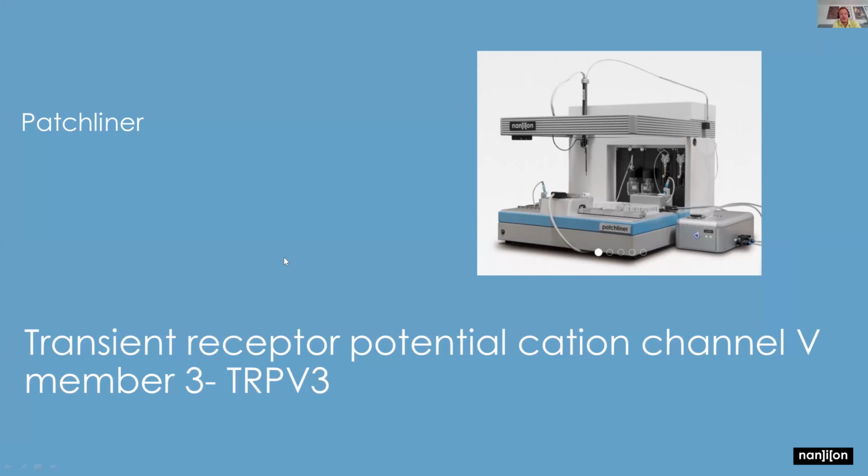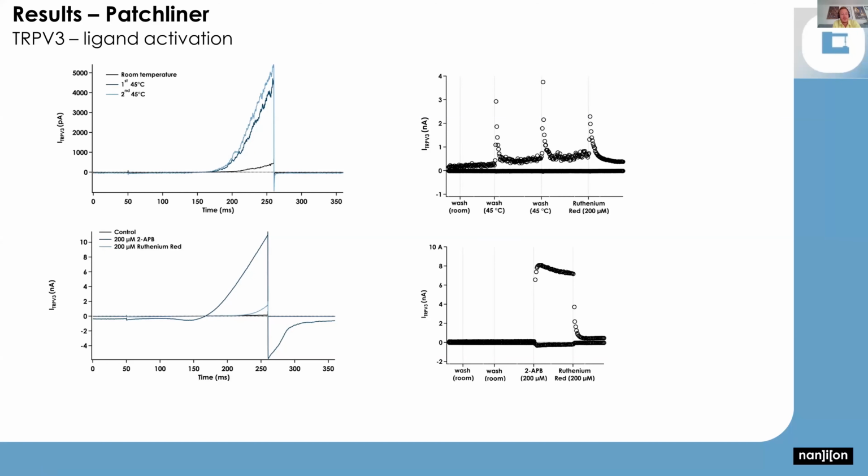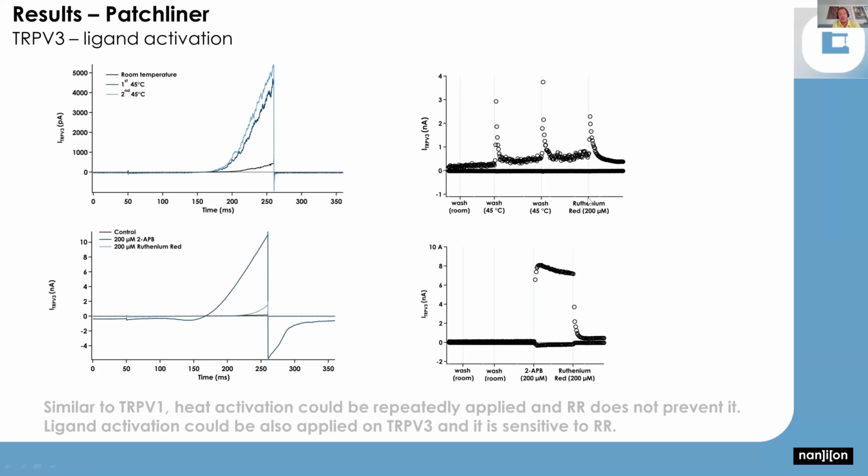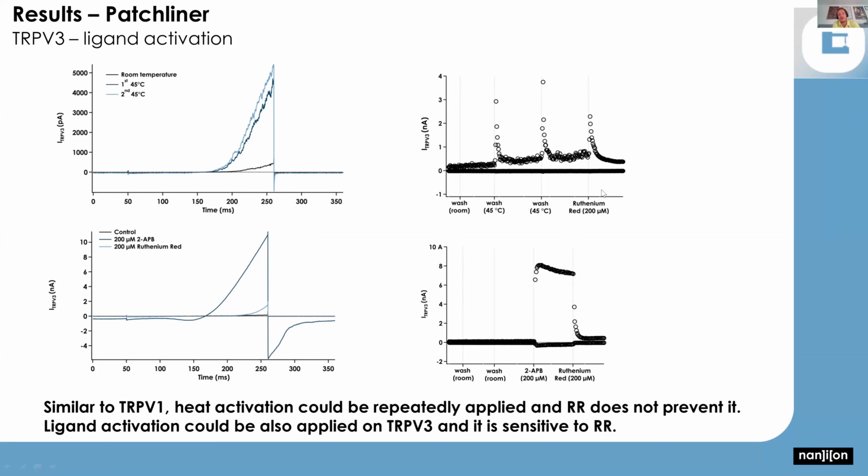So as a next target, we tried the TRPV3 channels, TRPV3 recordings. As you can see on the upper left, the heated solution could repeatedly activate the current. Also, you can see here on the time course recordings, very nice activation. And also interestingly, the ruthenium red, even at very high concentration, was not able to prevent the activation of the current.